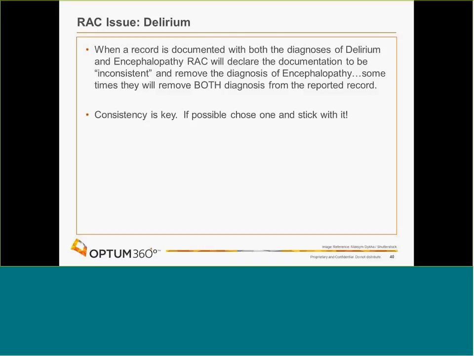Okay, when a record is documented as both delirium and encephalopathy, I would caution you because RAC and the commercial insurances will call it inconsistent documentation, and they'll take encephalopathy off. They may take both diagnoses off. So it looks like we couldn't decide. We were going back and forth between the two. Delirium may not be appropriate.